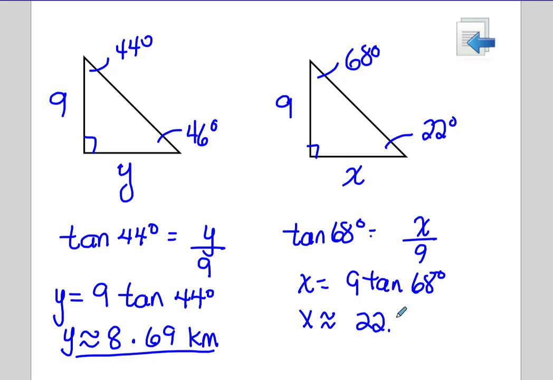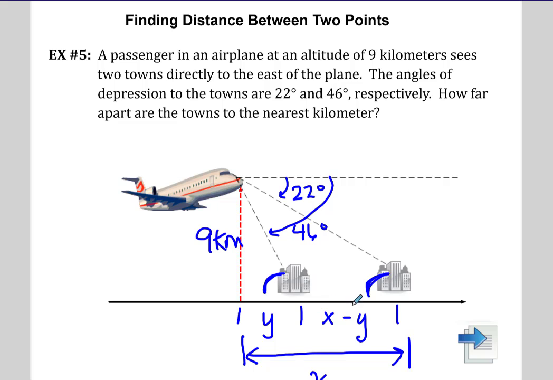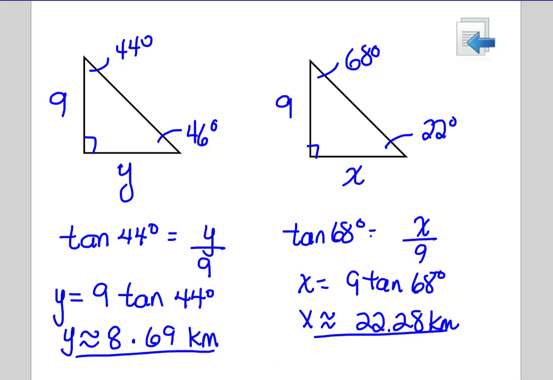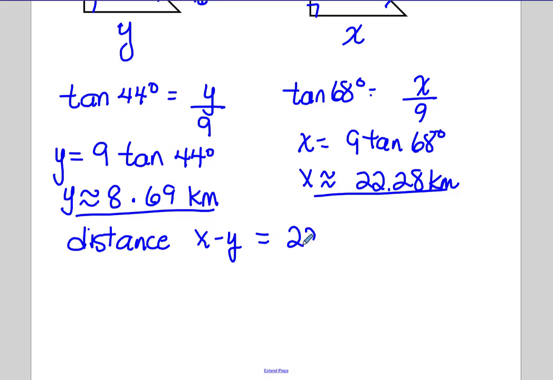That's roughly 22.28 kilometers. And our problem was to resolve the distance between the 2 towns. So that was, let's look back now, that was X minus Y. So the distance between the 2 towns is X minus Y, which is 22.28 minus 8.69.